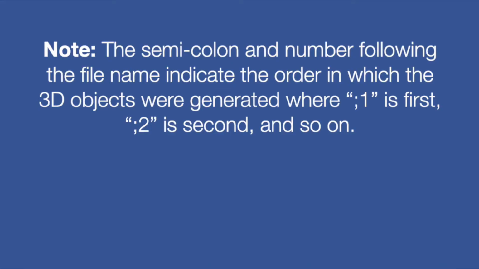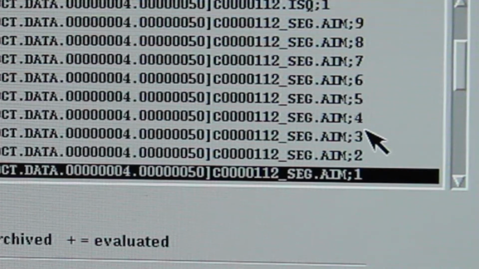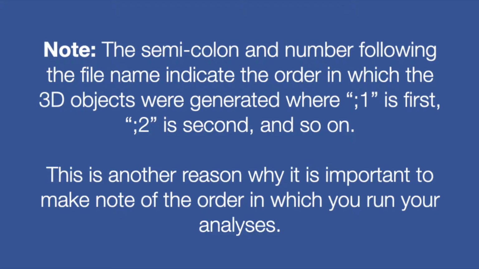Note: the semicolon and number following the file name indicate the order in which the 3D objects were generated, where (1) is first, (2) is second, and so on. This is another reason why it is important to make note of the order in which you run your analyses.